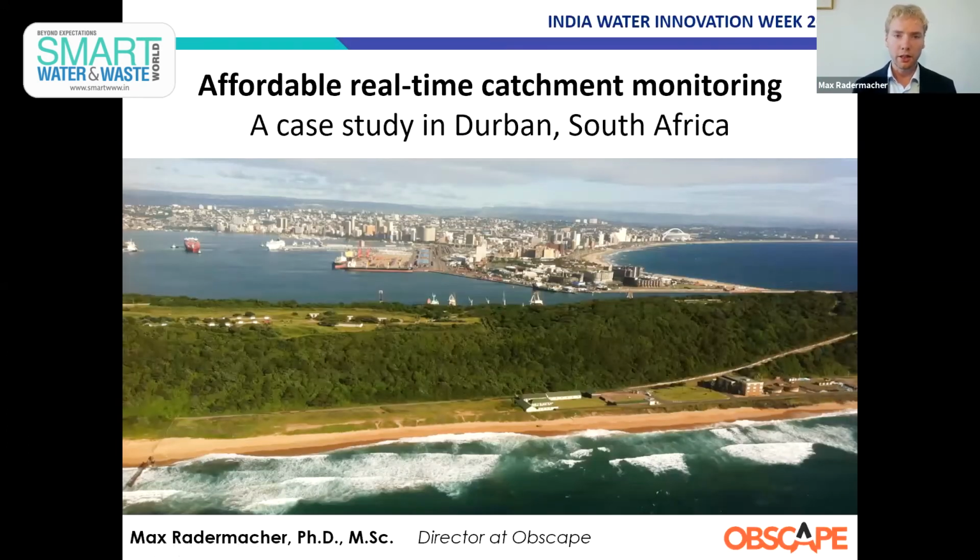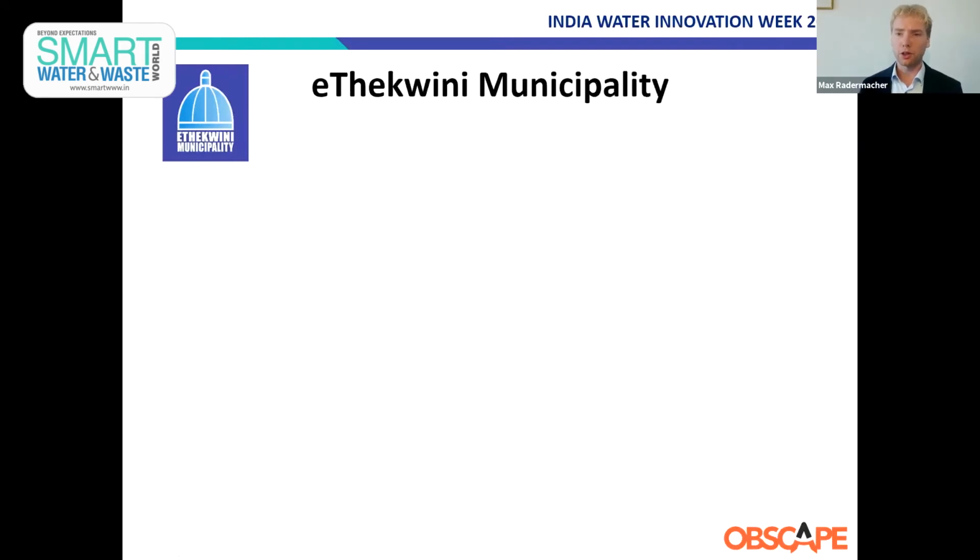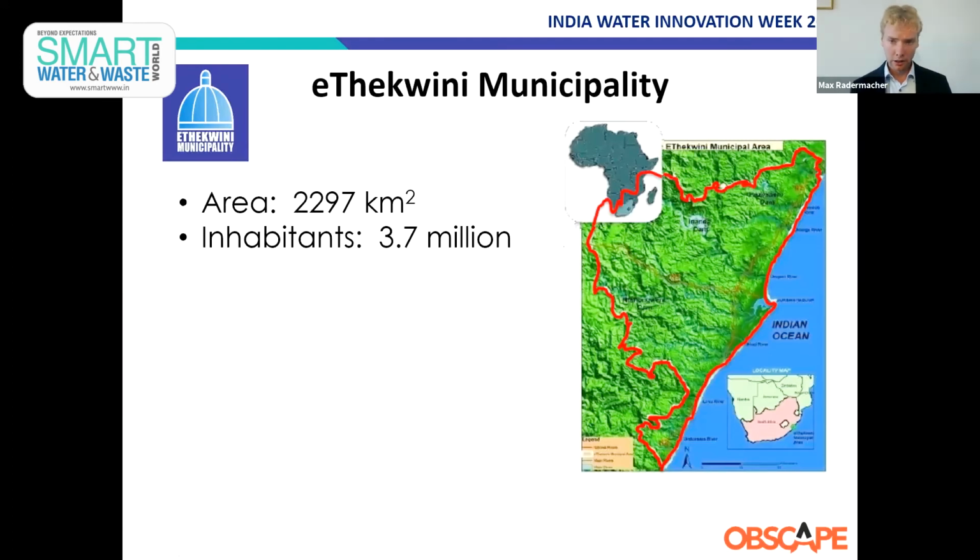I am going to present a case study from Durban, South Africa, where we have implemented an affordable real-time catchment monitoring system. Next slide. Our partner for this project is the Durban municipality, or the eThekwini municipality as they are officially known. And in the map you can see the area that's being covered by the municipality. It's a large municipality with 100 kilometers of coastline, and the large city of Durban is situated inside its borders. 3.7 million inhabitants. Next, please.